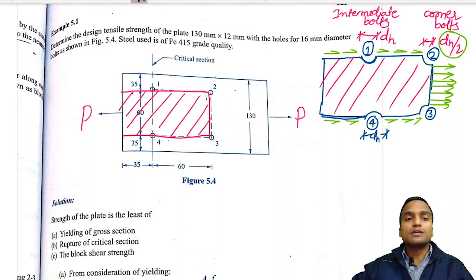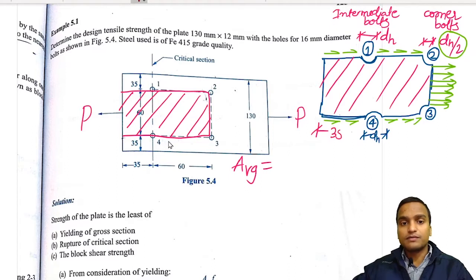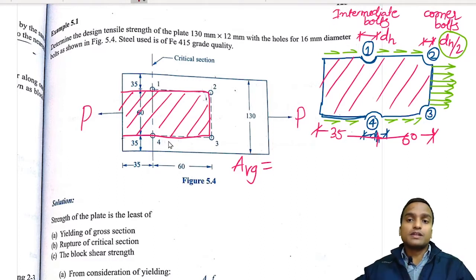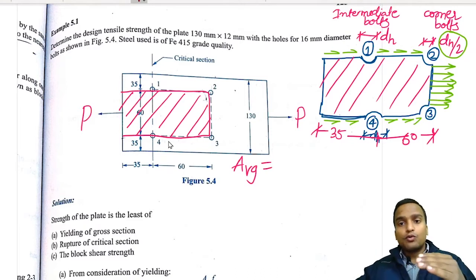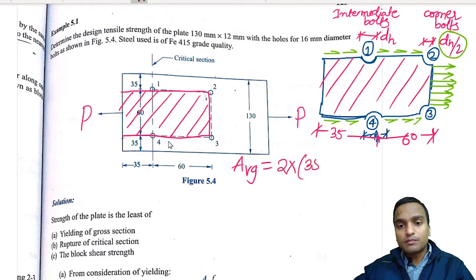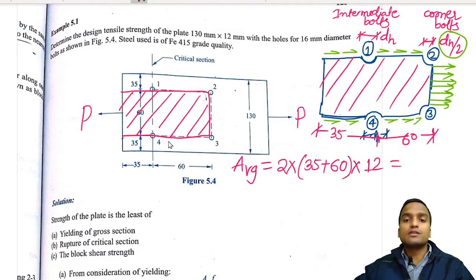Now let us calculate them. Now we know all the dimensions. This much length is 35 and this much length is 60, and the thickness of the plate is 12 mm, and there are two shear planes, one passing through bolts 1-2 and one passing through bolts 3-4. So I have to multiply by 2 first and then 35 plus 60. Since this is a gross area, I do not have to incorporate the bolt hole diameter. Directly 35 plus 60, and then multiply it with the thickness of the plate, and this value you can easily calculate.